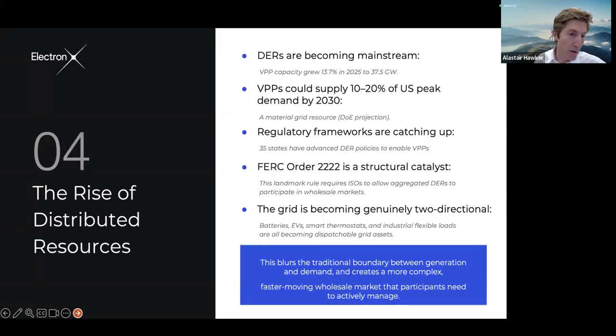The rise of distributed resources, the fourth area. Distributed energy resources, DERs, or virtual power plants, VPPs as they're also known, are a new kind of market participant and further add to the complexities, blurring the boundaries between generation and load and creating a more complex, faster moving wholesale market that participants need to actively manage. And they're also further contributing to the new and diverse types of power market participants, I should say.